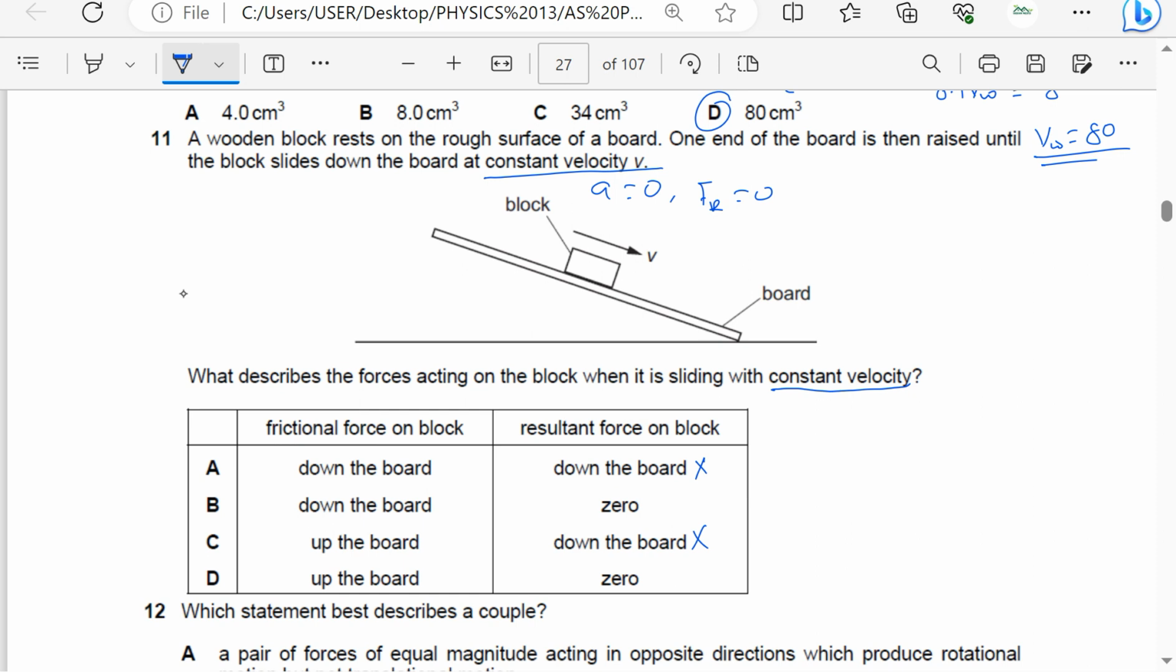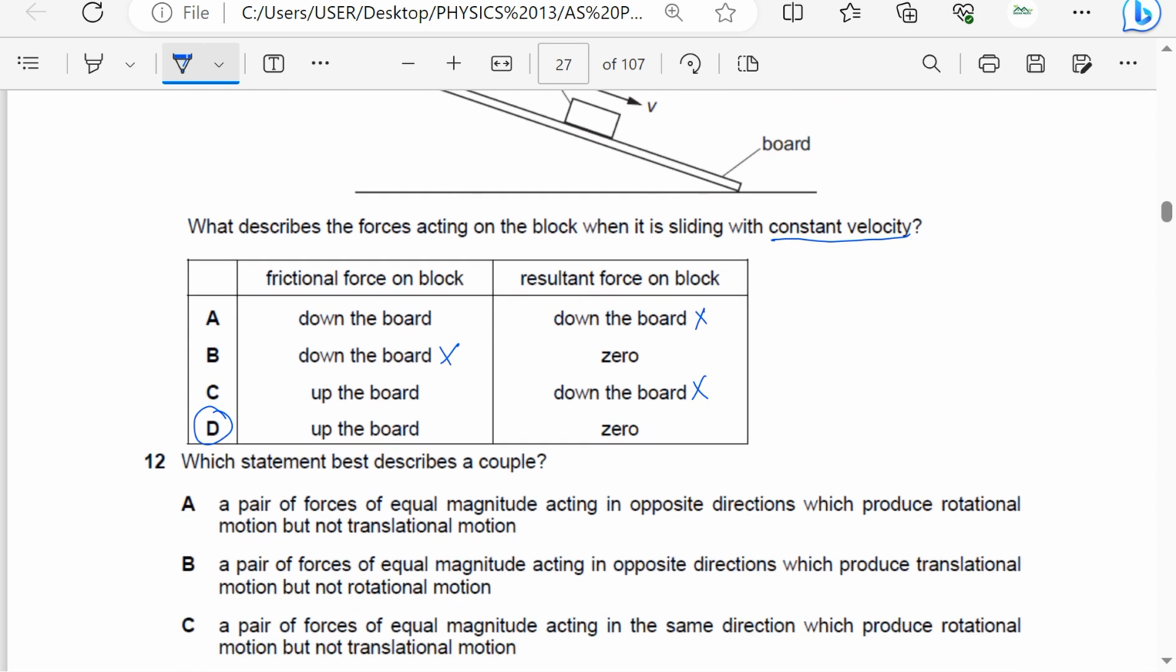Then, they said, what describes the forces acting on the block when it is sliding with a constant velocity? Of course, since it is sliding downwards, friction must be in the opposite direction. So B is out, since it is showing friction downwards, yet the block is sliding downwards. So the answer is D. If it is sliding downwards, friction must be upwards, so the friction force is up the board. So the answer is D.